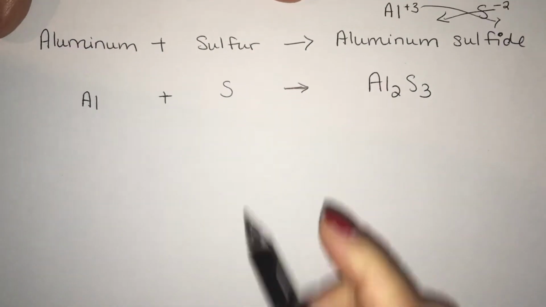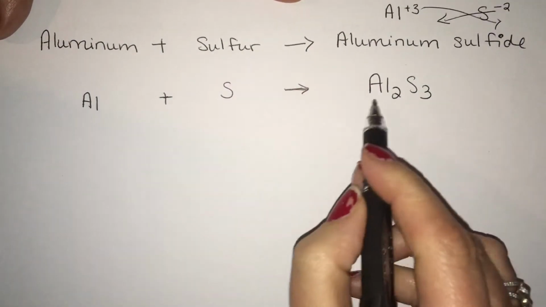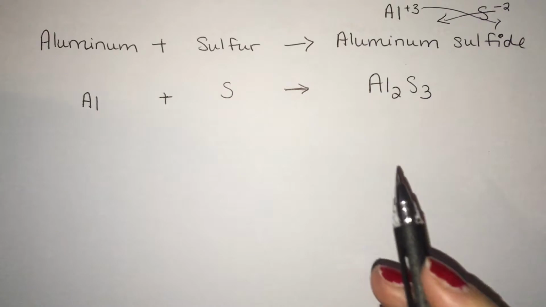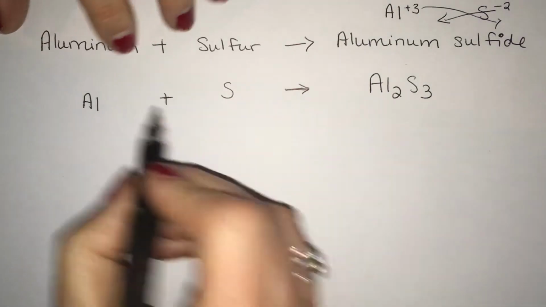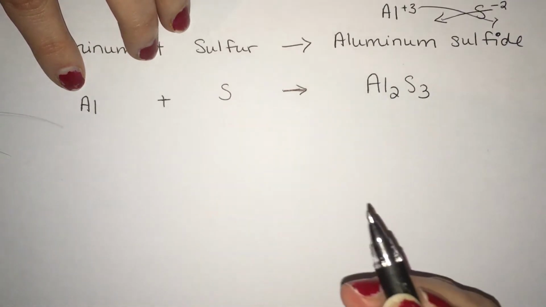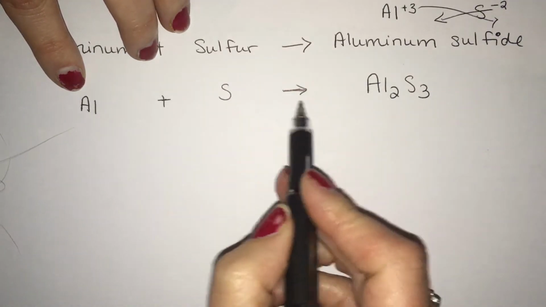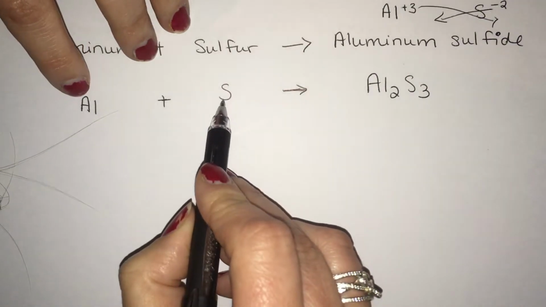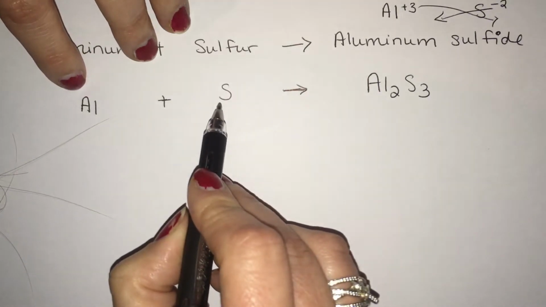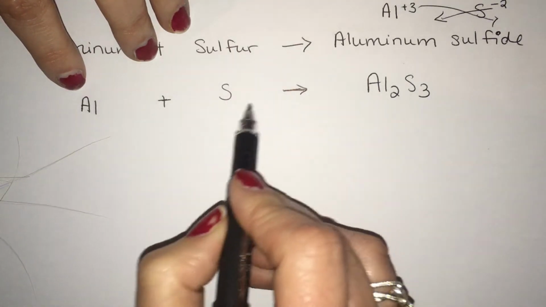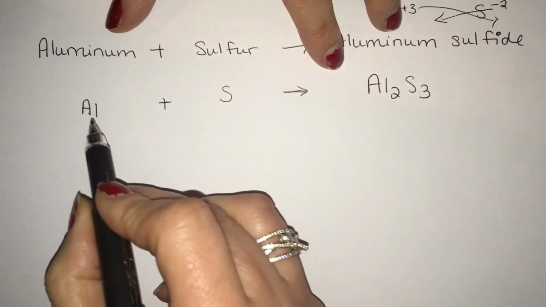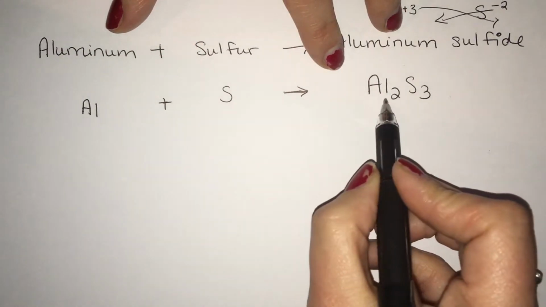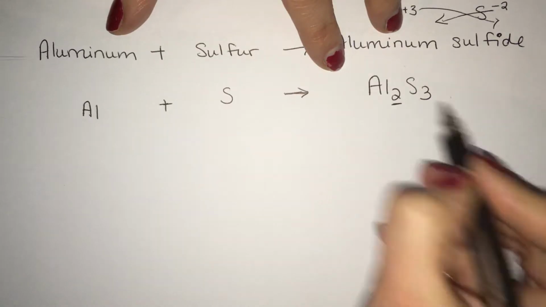Okay, so this is the formula. This is where we stopped on the last video, and today we need to go a little further and balance the equation. According to the law of conservation of mass, there must be the same number of atoms of each element on this side of the arrow as there are on this side. For example, we have 1 aluminum here, but we have 2 here because of this subscript.